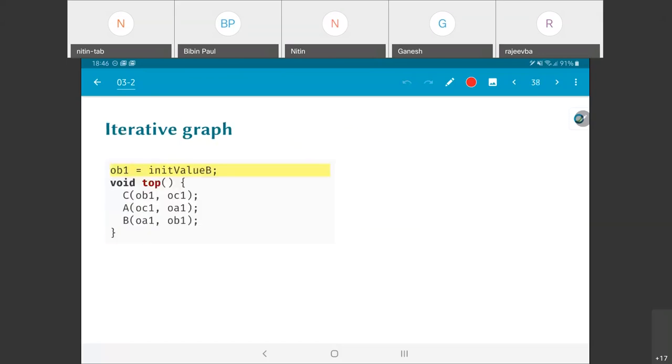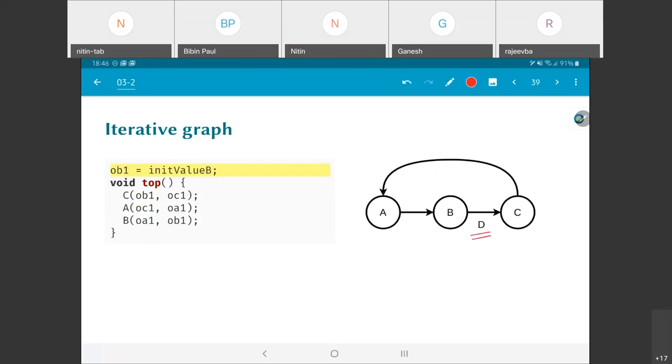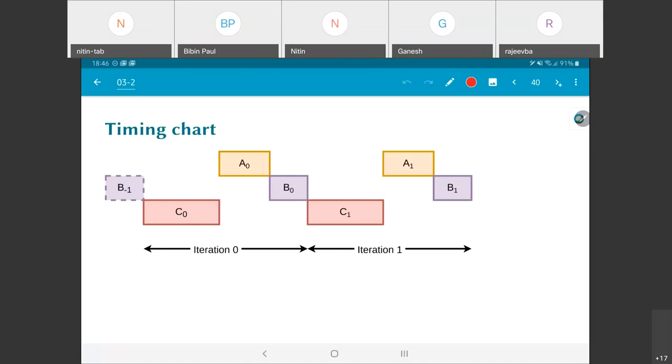I can do this further. I could also shift this around and now basically say the init value has moved to here, to the B to C edge. And by moving this, what do I get? I now have a timing graph which looks like this. Now this init value B is being used by C0, right? And then C0, A0, B0 is what is being computed in the first iteration, after which I basically have the same pattern of data being generated once again.